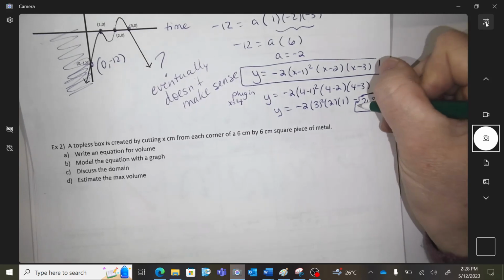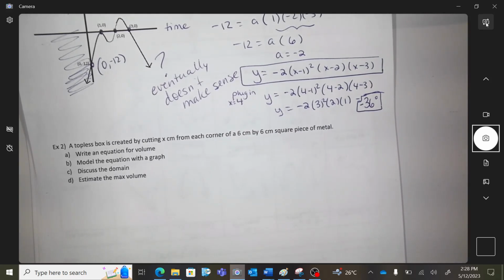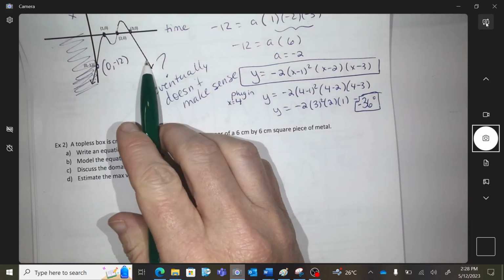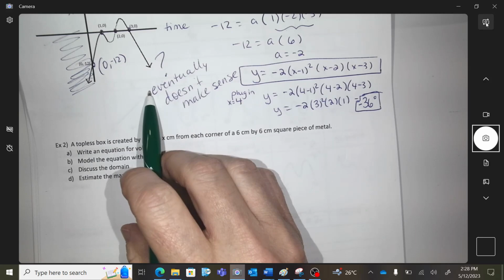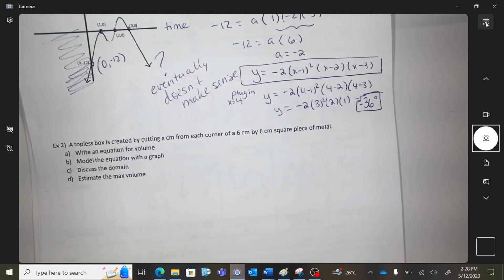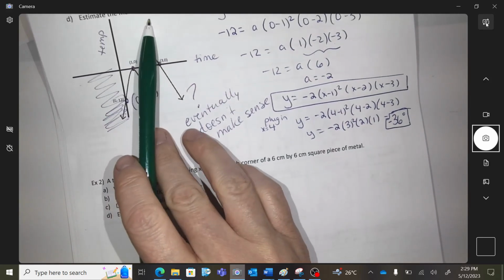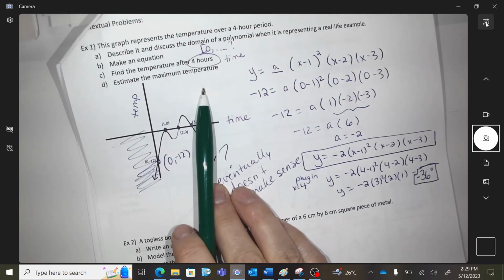-36 degrees. There's no units on this, so okay. Does that work? Is that what you got? Does it make sense on the graph? We'd be like going down, right? -36. The last question says, estimate the max temperature.